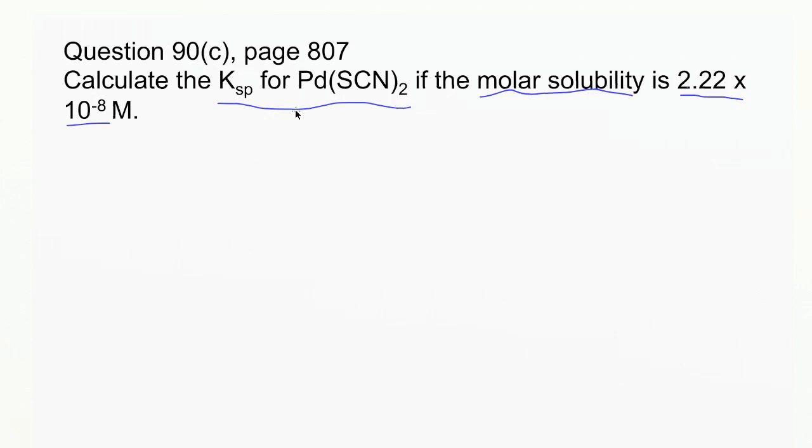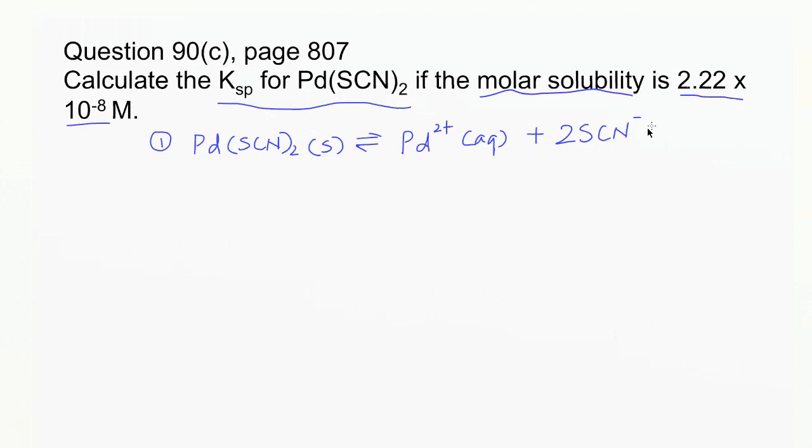The first step is you need to write the dissociation equation of this salt. Lead thiocyanate will dissociate in water to have this equilibrium equation. Lead 2 plus in aqueous state plus 2 equivalent of thiocyanate. Okay, so this is the dissociation equation we need to use.